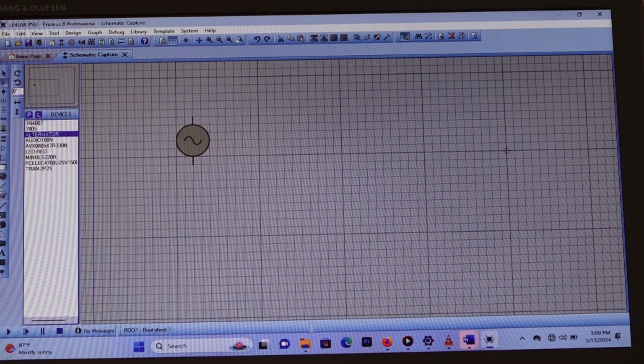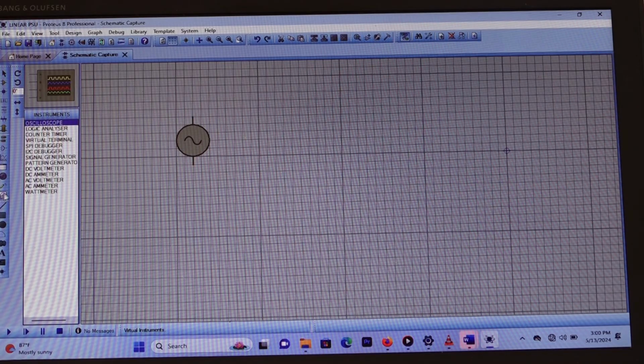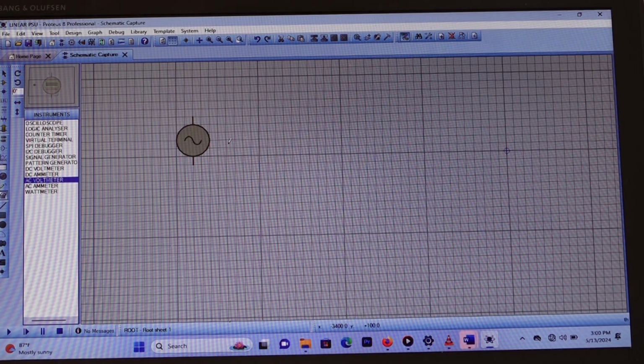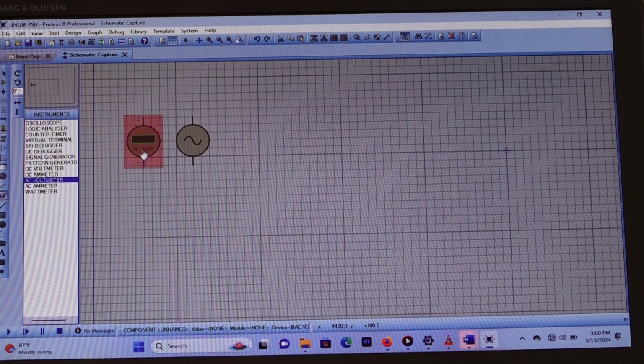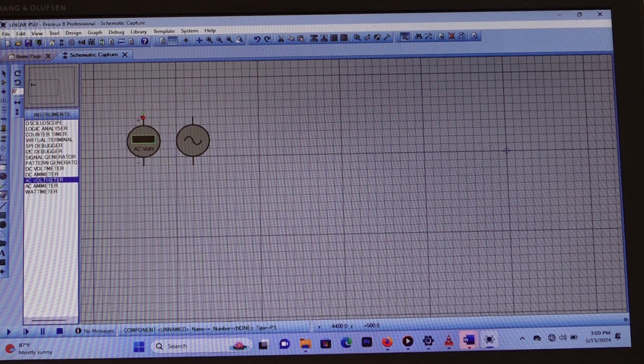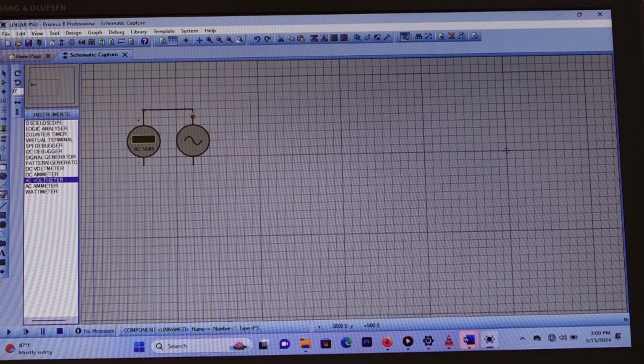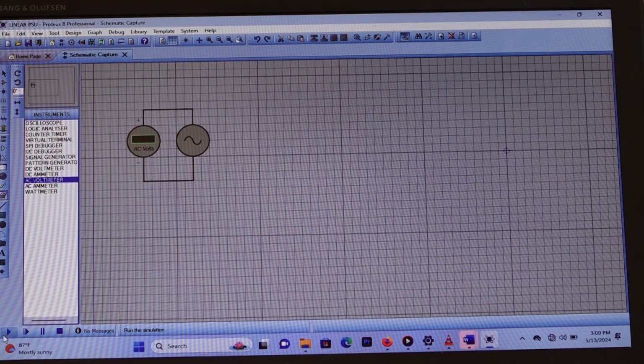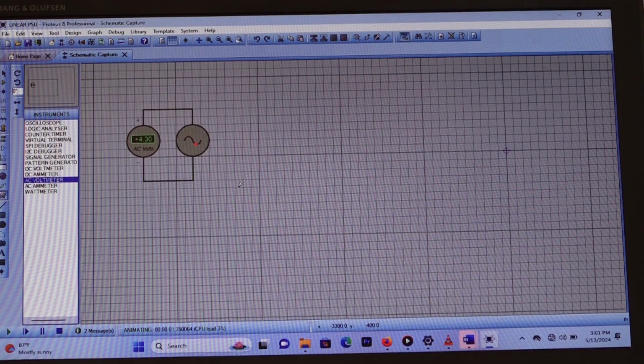So how can we do that? We have to go to the virtual instrument part and select what? AC voltmeter. So this is our AC voltmeter. Let us connect it to this alternator in order to do the setting. So there it is. We don't know the frequency, we don't know the parameters of the alternator. For instance, for this case, if we run, we could find that. So you see the measured voltage.